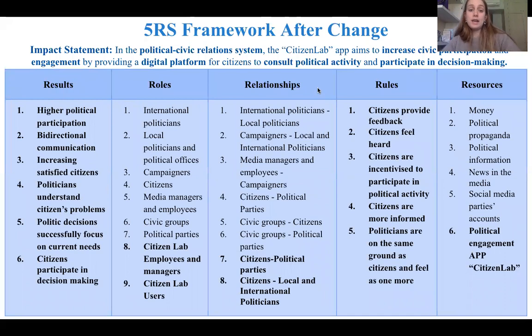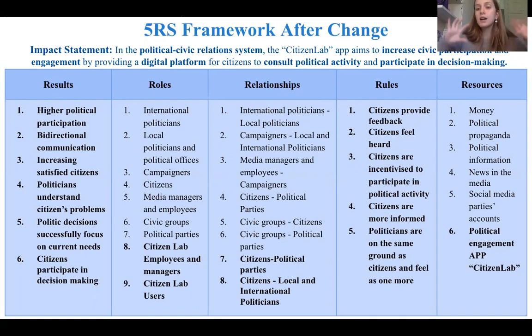So after the change, we have seen an impact statement: in a political civic relations system, the Citizen Lab app aims to increase civic participation and engagement by providing a digital platform for citizens to consult political activity and participate in decision making. So we have now all the roles that were taking place before, as well as Citizen Lab employees and managers and Citizen Lab users. We have increased the relationships because now citizens engage with political parties and local and international politicians. We have also increased in resources because now we also have the political engagement app called Citizen Lab.